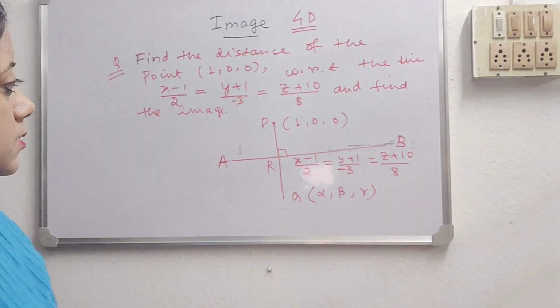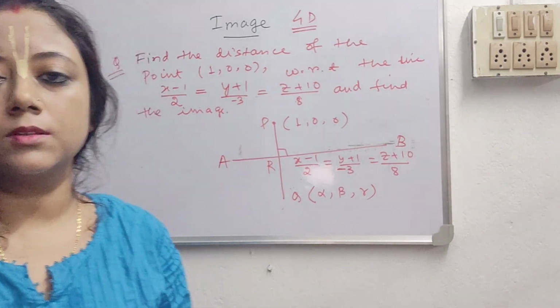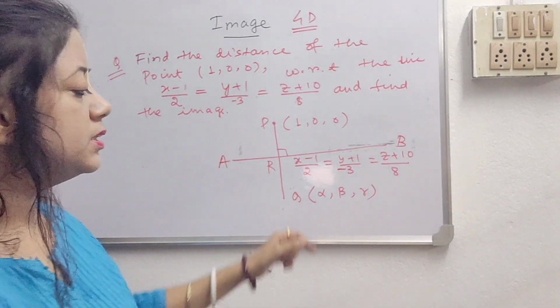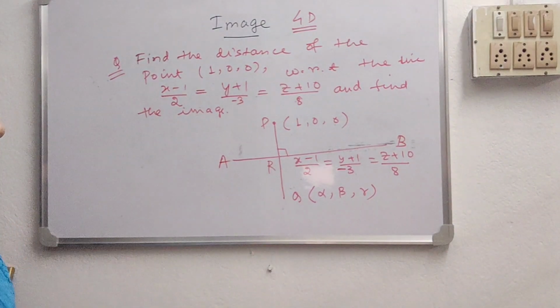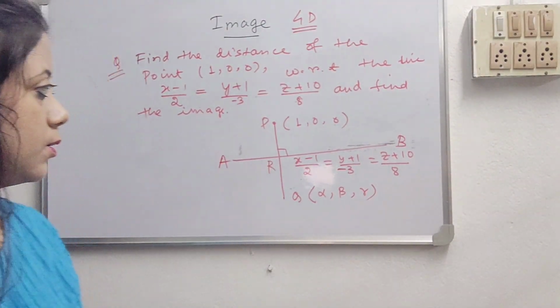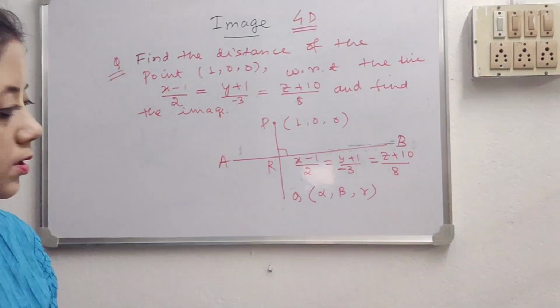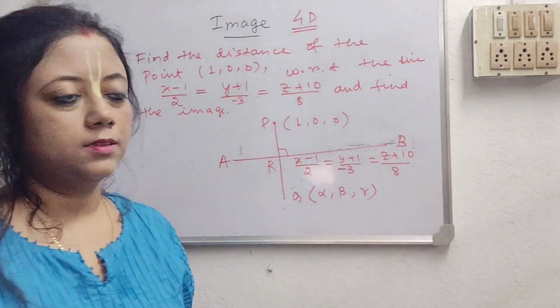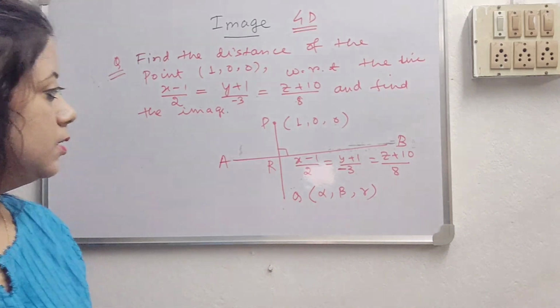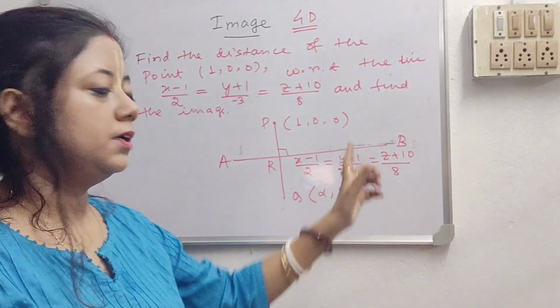See, this is a point P which is 1, 0, 0. Q is the image of the point P, alpha, beta, gamma, which I have to find out. And R is the perpendicular foot, and AB is the line. Q is the image of the point P with respect to the line AB.